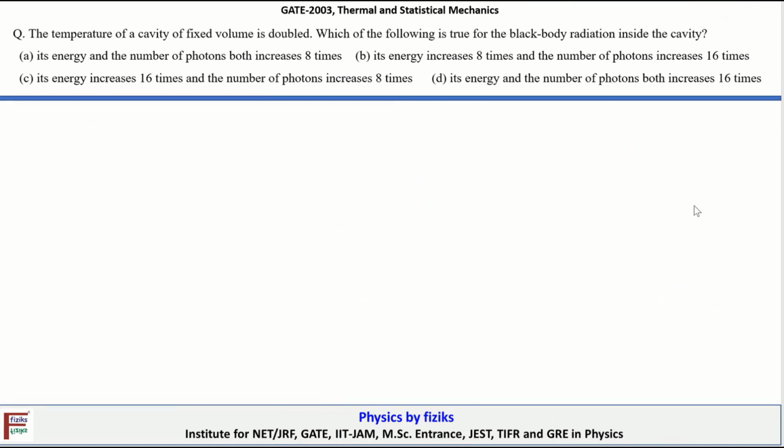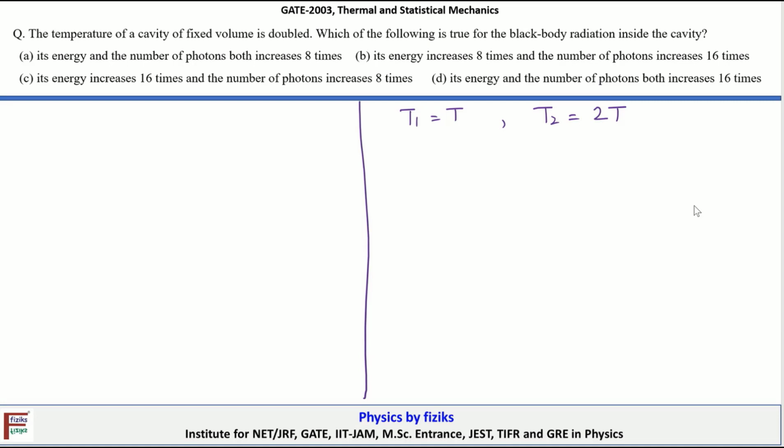So let's take a look at the next problem. The temperature of the cavity of fixed volume is doubled. So we are having a cavity, and its temperature is doubled. Let's say the initial temperature is T and the final temperature, which we are calling T2, is doubled from its initial value. Which of the following is true for black body radiation inside the cavity?